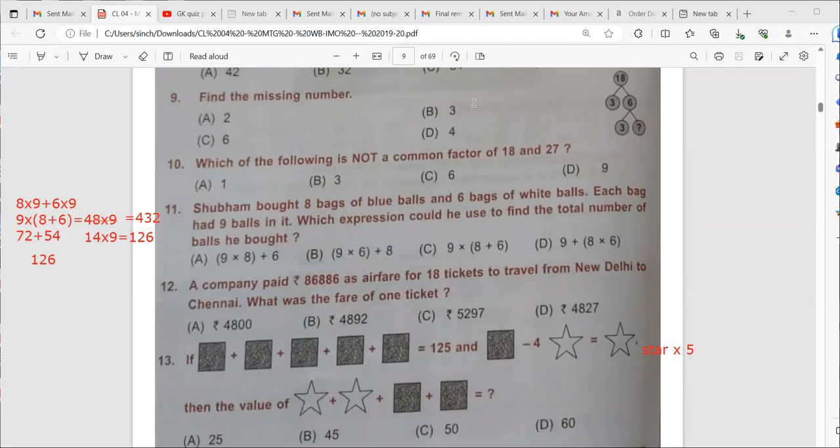Shopnil, number 12 is wrong. Tuhin, number 12 is wrong. Udit, number 13 is correct. Can you read number 12, Shopnil? It's very simple. The price of 18 tickets are given. You have to find the price of 1 ticket. So what you need to do, Shopnil, tell me?